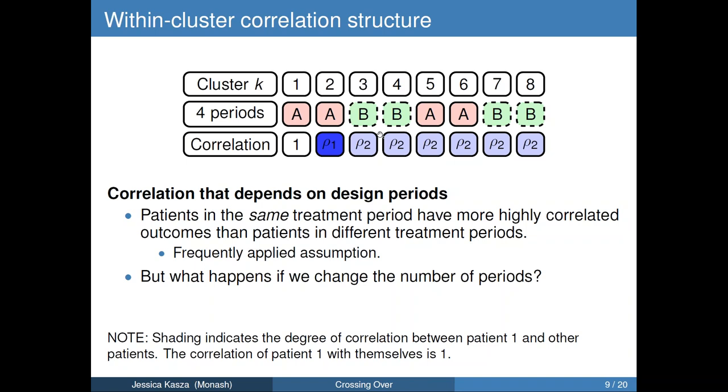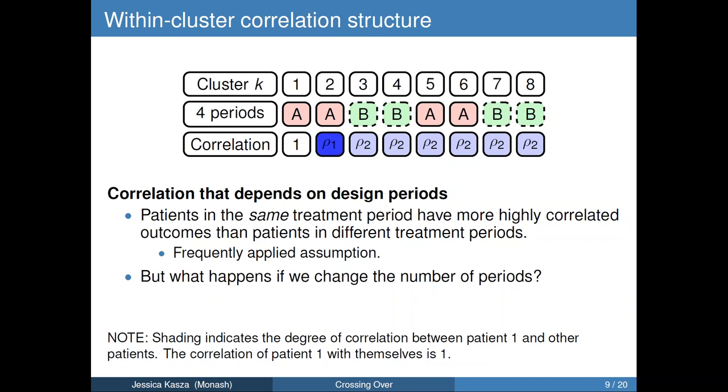The timing of their measurement hasn't reduced. Nothing has changed from the two-period design, but because of this externally applied structure, we see this change in the correlation coefficient. So this sort of correlation structure that depends on design periods isn't really useful to help us answer the question of how many times a cluster randomized trial should cross over. This structure doesn't really make sense when we start to think of designs with differing numbers of periods that are conducted over the same duration of time.